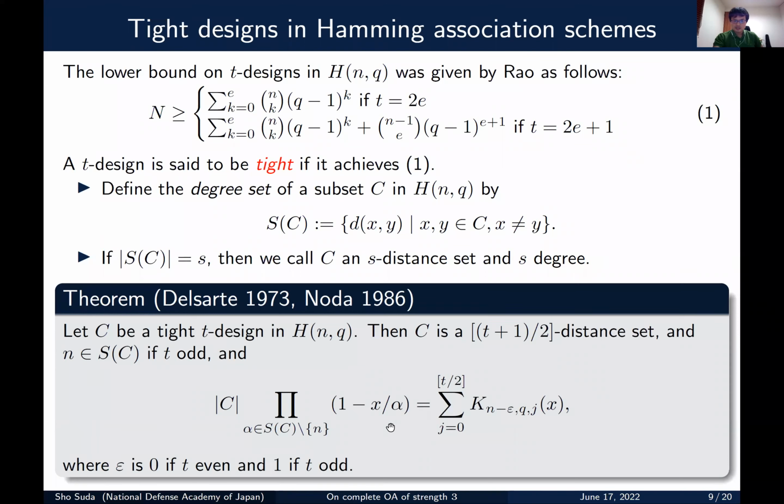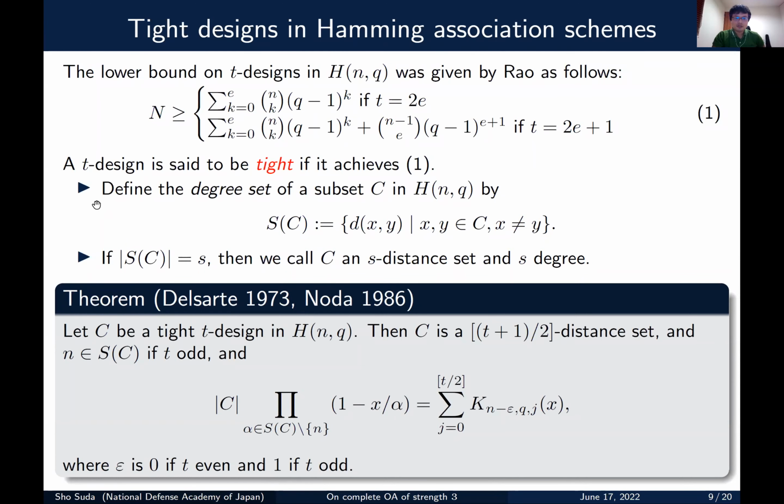This equation says that if we consider a Hamming distance in the subset C, it is a zero of this polynomial. This polynomial is a summation of Krawtchouk polynomials. And here we have a parameter epsilon. Epsilon is equal to 0 if T is even, and equal to 1 if T is odd.